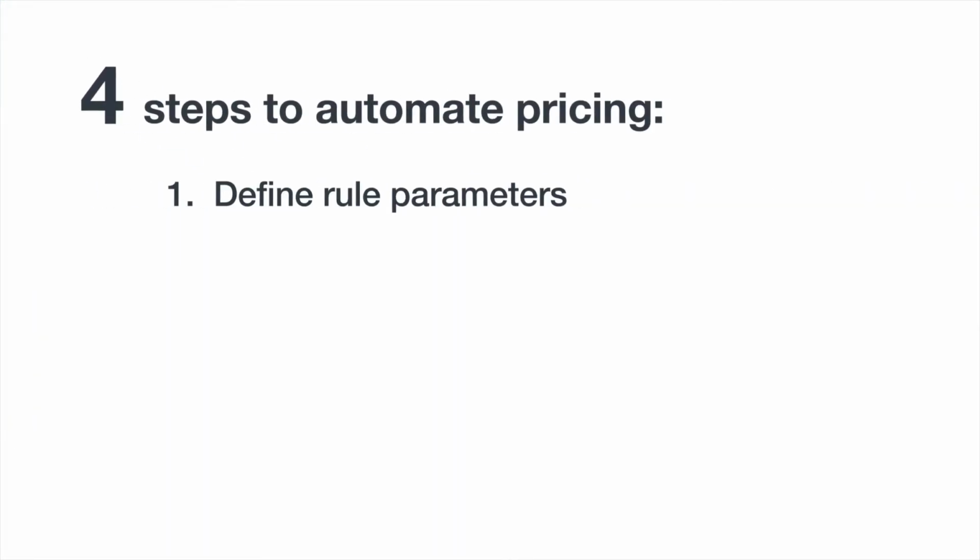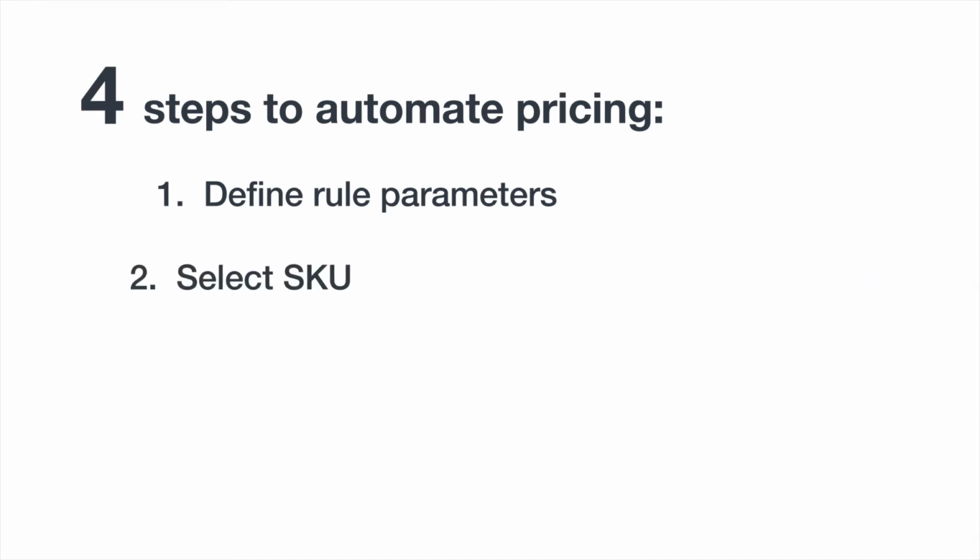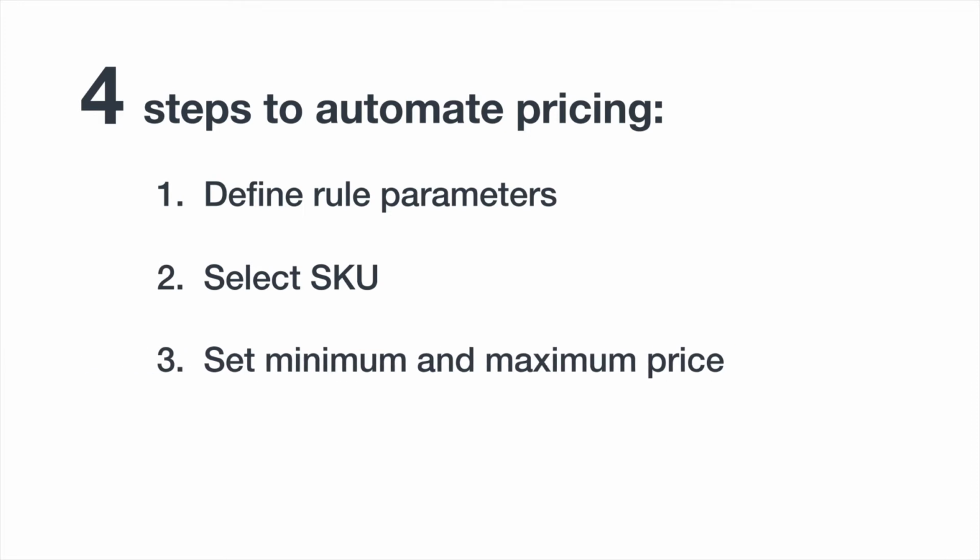There are 4 steps to Automate Pricing. Step 1. Define the rule parameters. This tells Automate Pricing when to change your price and what pricing action the rule should take. Step 2. Select the SKUs that you want to reprice. Step 3. Set a minimum and maximum price so your price stays within the range you want. Step 4. Click Start Repricing and Automate Pricing will get to work.